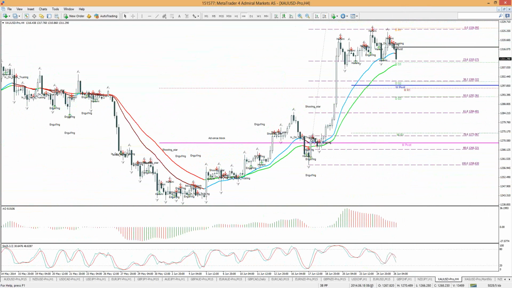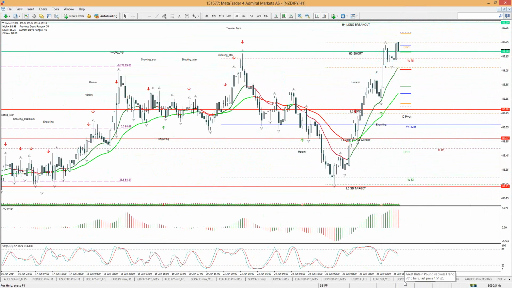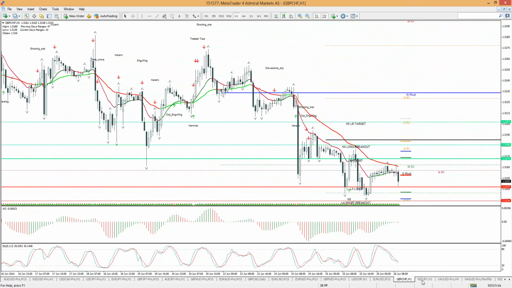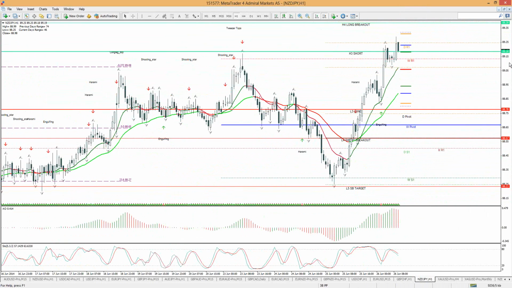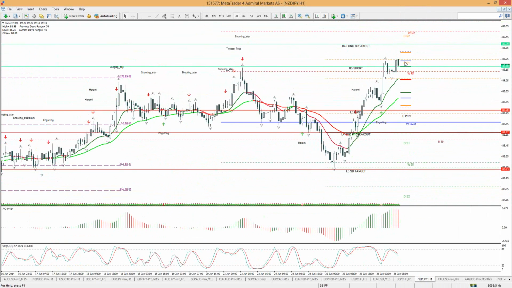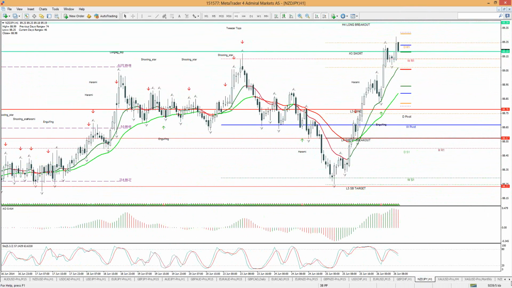Alrighty, let's see if there are any other pair, maybe a bit more exotic pair. Let me take a look. New Zealand yen getting close to maybe some resistance here. Weekly R1, daily R1, ATR high. Maybe some rejection potential there.